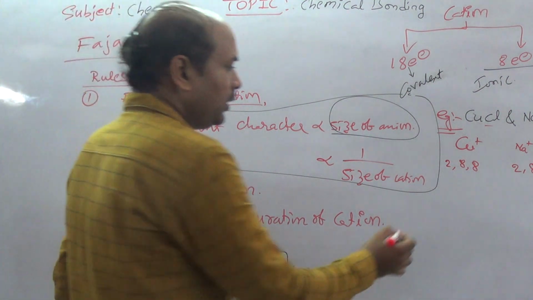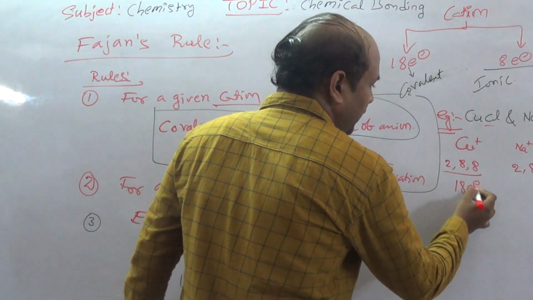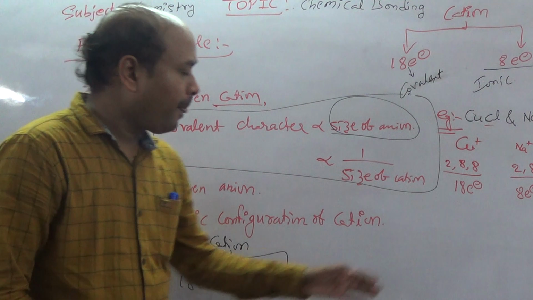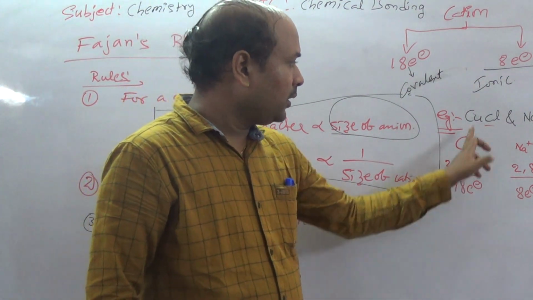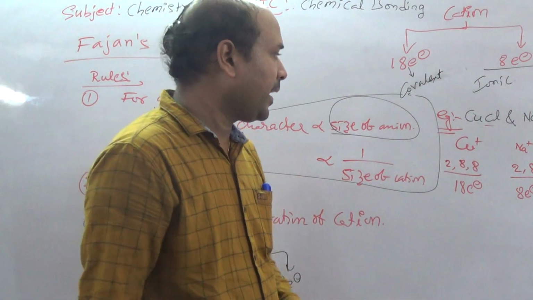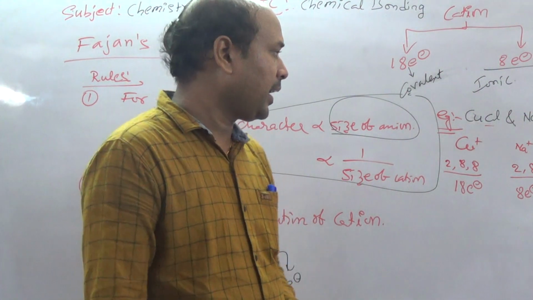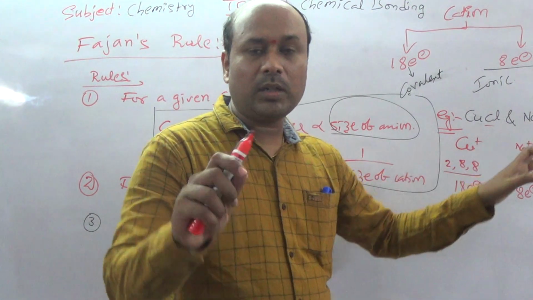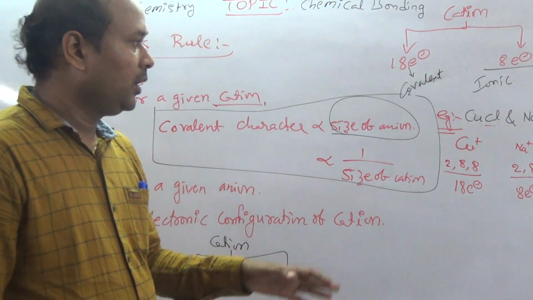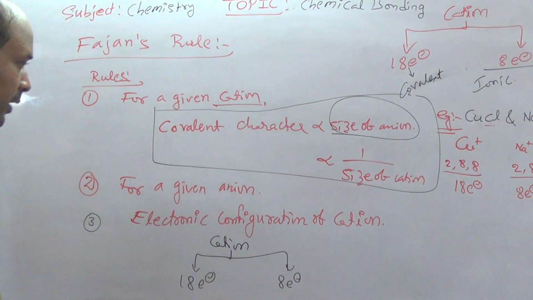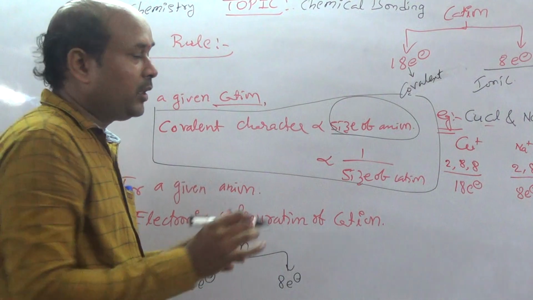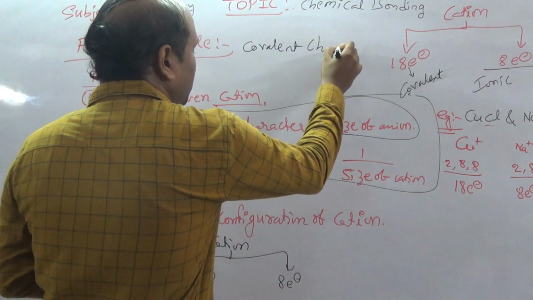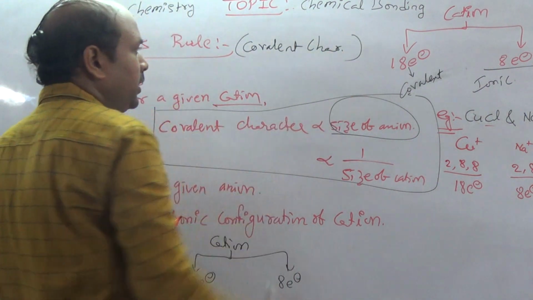In this one, how many total electrons? 18 electrons. In this one, how many valence electrons are present? 8 electrons. So with respect to the cation, CuCl has more covalent nature and less ionic character, whereas NaCl has more ionic nature and less covalent character. So this is about Poisson's rules, which explain covalent character, that is, covalent nature.